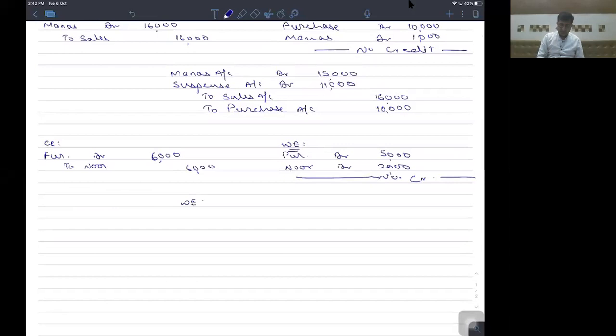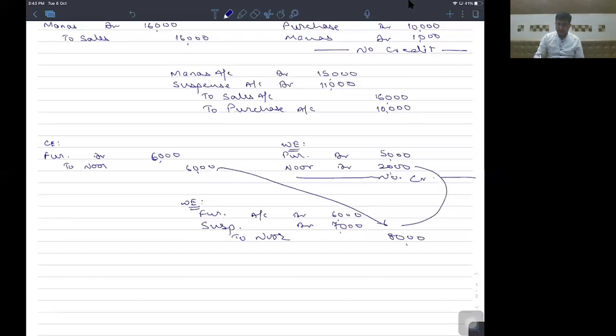Therefore, my rectifying entry will be what? My rectifying entry will be furniture account debit 6,000, suspense account debit rupees 7,000, to Noor account 8,000. Why 8,000? 6,000 to give the credit and 2,000 to cancel the debit. So total credit to Noor account to be given in the rectification entry will be 8,000, and to purchase account rupees 5,000 for the wrong debit to purchase account. Am I right?